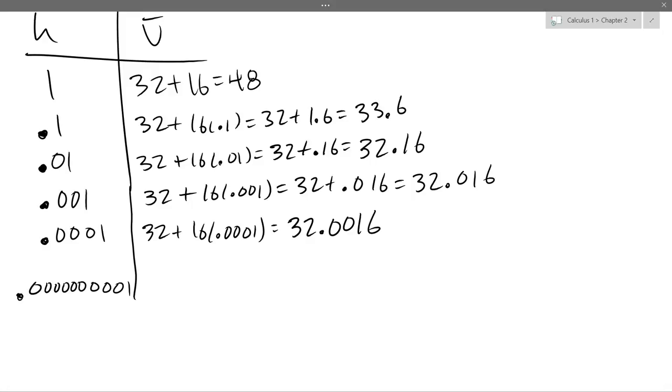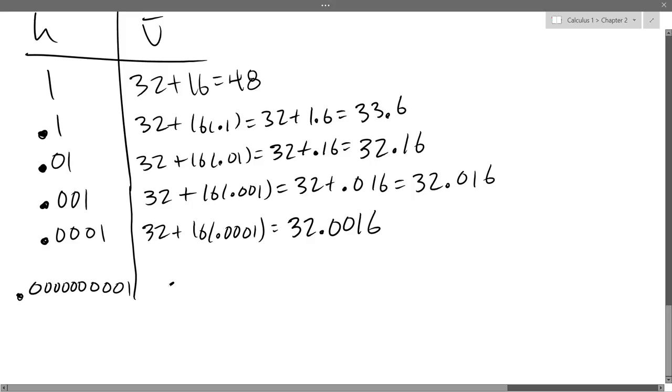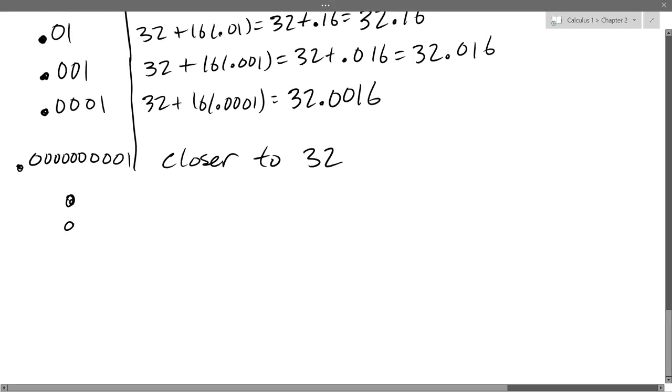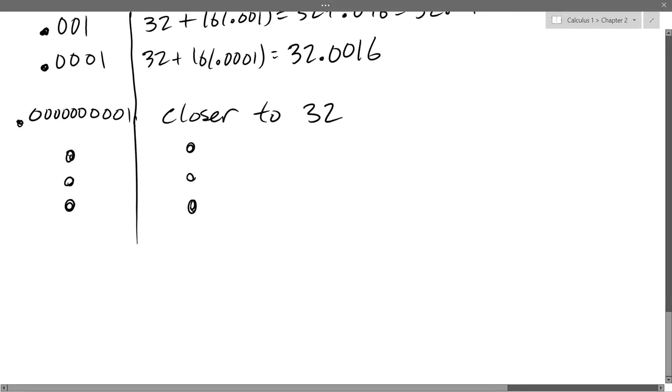What number is it getting close to? 32. So at this point, you should feel comfortable saying it's going to get very close to 32. Not the starting point, but if we continue this pattern, dot dot dot, we would be going towards h equals 0. That's where these decimals are going. They're getting smaller and smaller. So where is our average velocity getting closer to? We wrote it down, it's getting closer to 32. So it turns out our instantaneous velocity is 32.